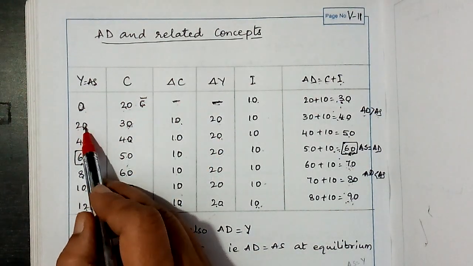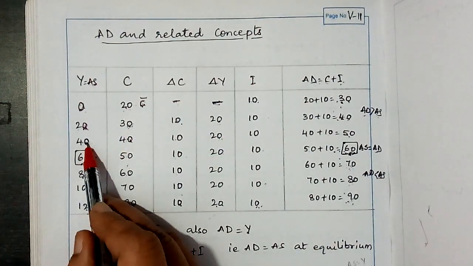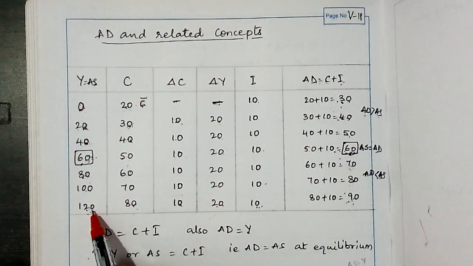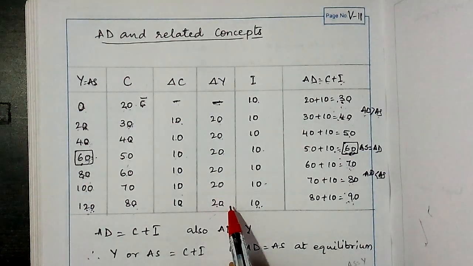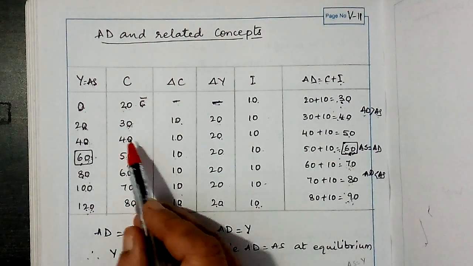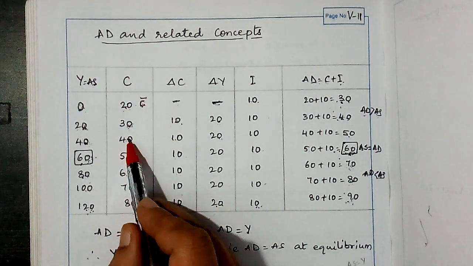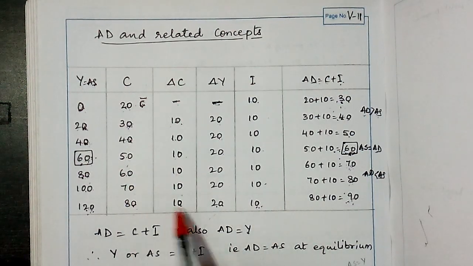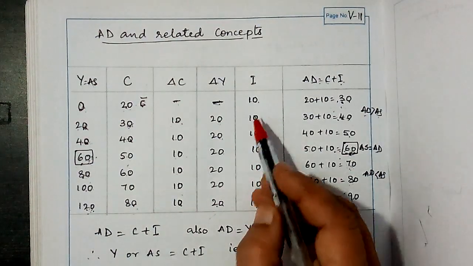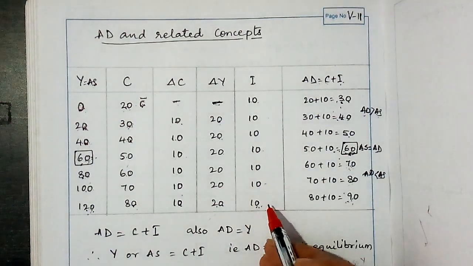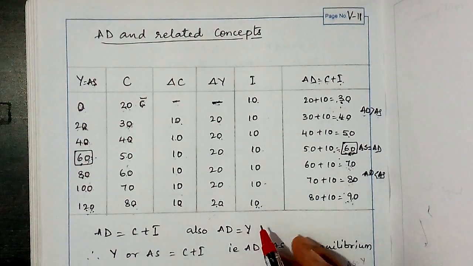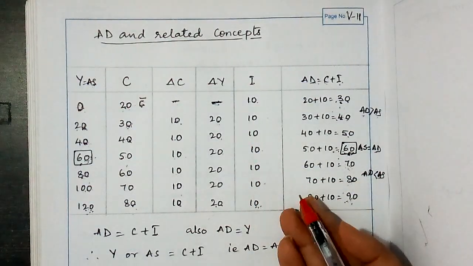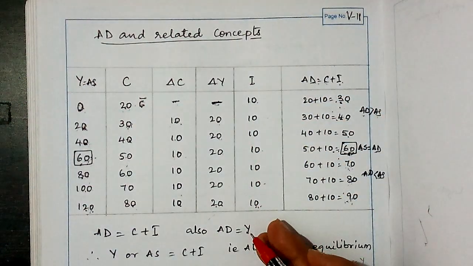40 minus 20, change in income, 20. 60 minus 20, 20. 80 minus 60, 20. 100 minus 80, 20. 120 minus 100, 20. Similarly with change in consumption. 40 minus 30, 10. 50 minus 40, 10. 60 minus 50, 10. 70 minus 60, 10. 80 minus 70, 10. Now since we are talking about autonomous investment, the investment curve we learnt in the previous chapter is parallel to the x-axis, and so whatever be the income, investment remains the same.